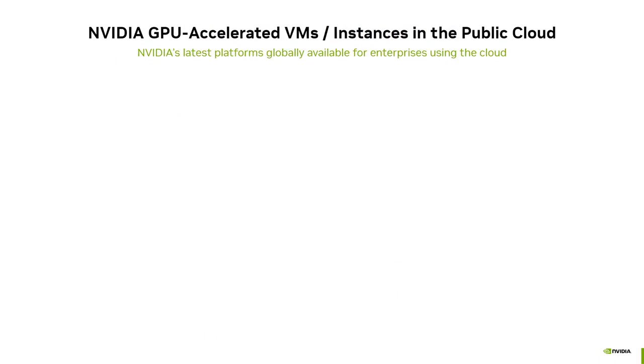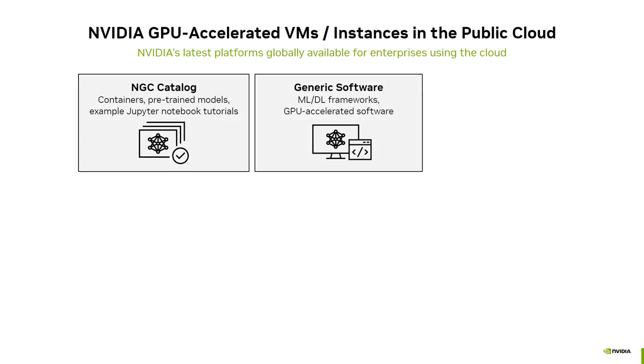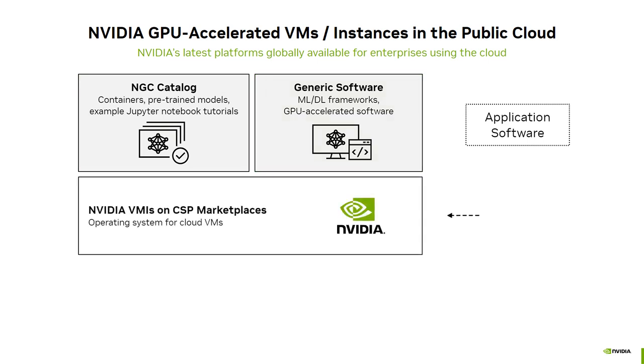The NVIDIA Virtual Machine Images, or VMIs, available through CSP marketplaces, underlie application software, whether sourced from the NGC catalog or generic AI software. NVIDIA VMIs provide an operating system environment for running NVIDIA GPU-accelerated software in the cloud. These VM images are built on top of Ubuntu OS and are packaged with core dependencies. VMIs provide a GPU-optimized development environment for your GPU-accelerated application on a cloud service provider's infrastructure. VMIs are essentially the operating system for cloud VMs.